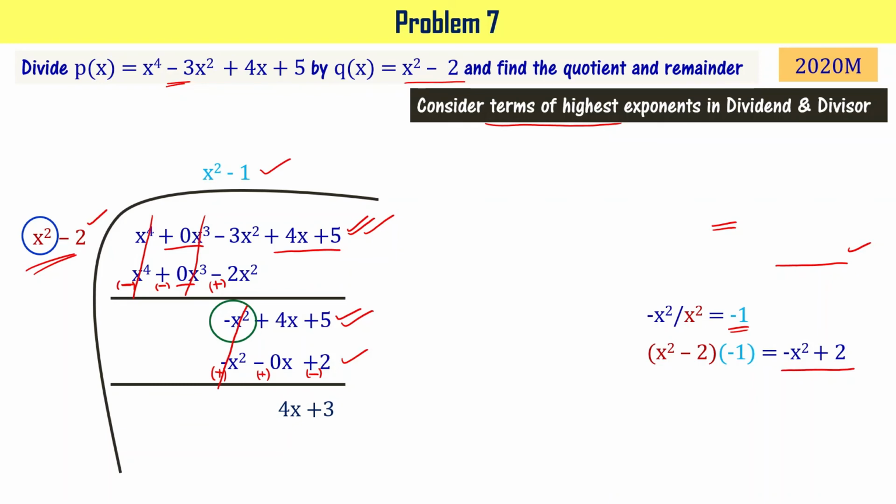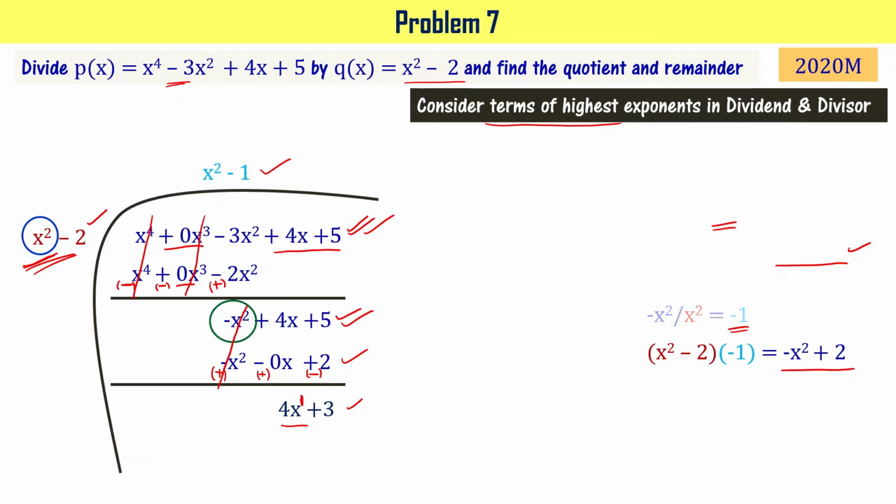And as you see here, this particular term has got only degree 1. The exponent is only 1, whereas the exponent of the divisor is 2. That's why we stop here, since the exponent of this particular expression is smaller than the exponent of the divisor. We are stopping here and calling this the remainder.